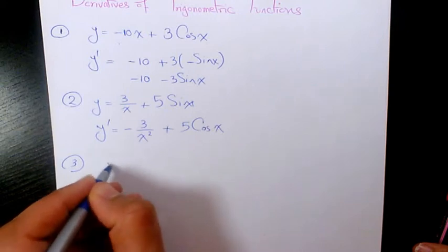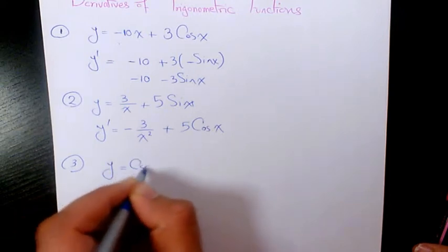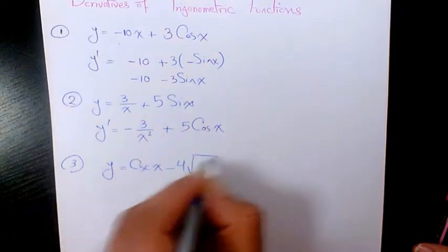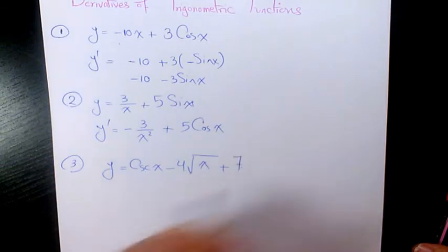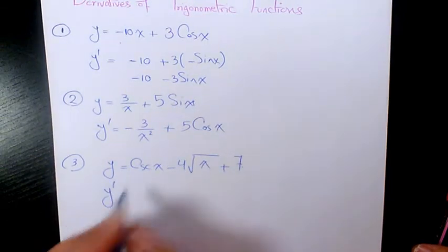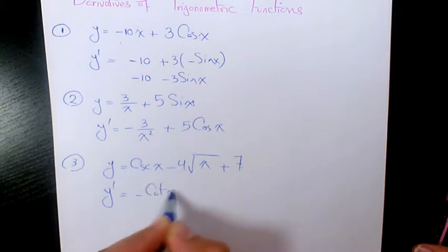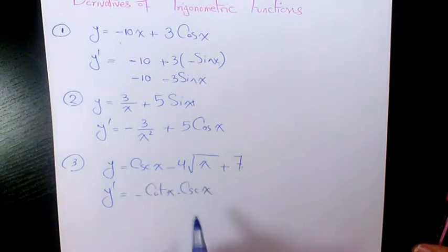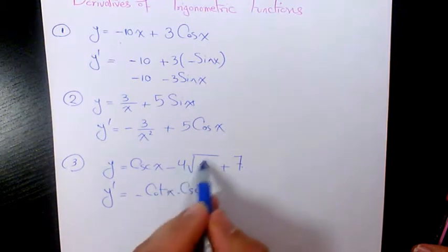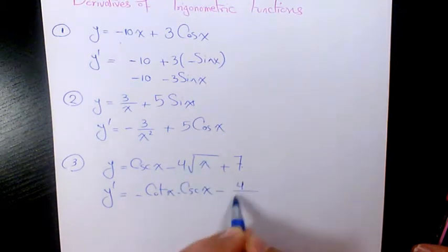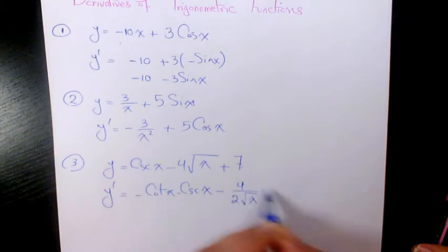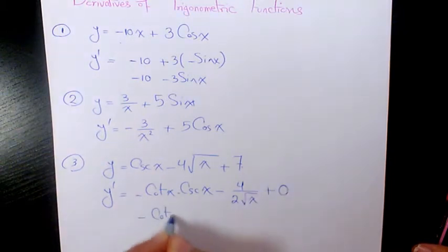Next one, we have y equals cosecant x minus 4 root x plus 7. Derivative of cosecant x is negative cotan x times cosecant x. Derivative of negative 4 root x is going to be negative 4 over 2 root x. And derivative of 7 is going to be 0. So it's going to be negative cotan x cosecant x minus 2 over root x.